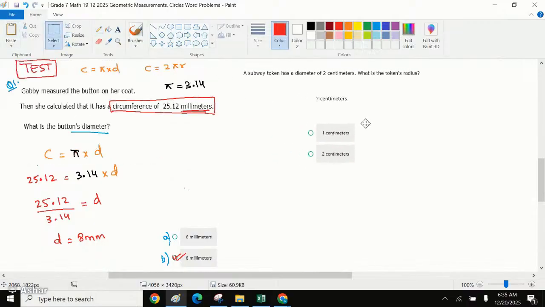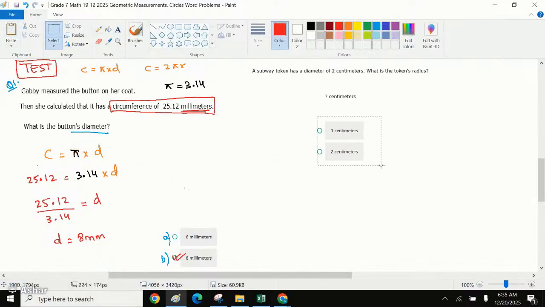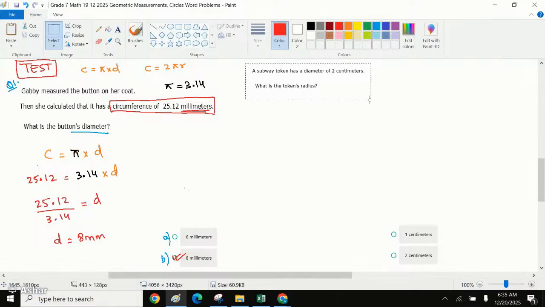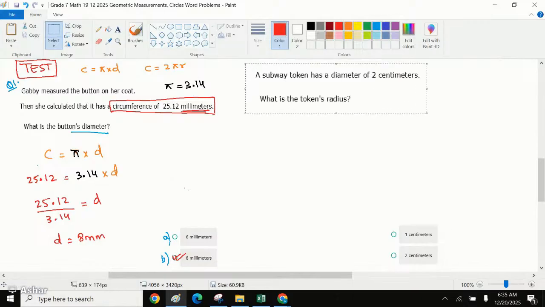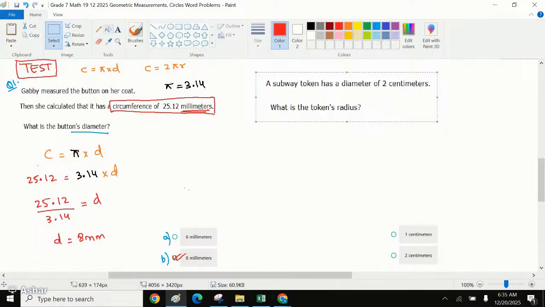Question number 2 from the test states that, I'll just align them so that it's easier for us to solve. And the question over here says, just a minute, please. I'll change the font size so that it's readable for you.